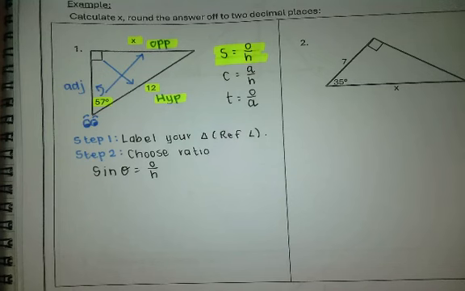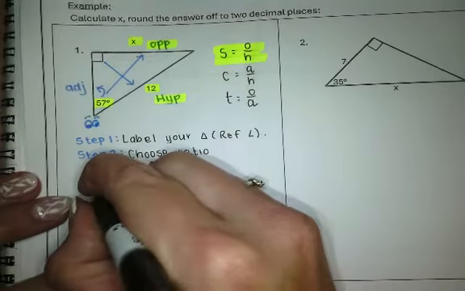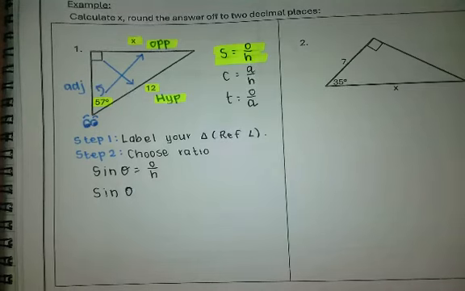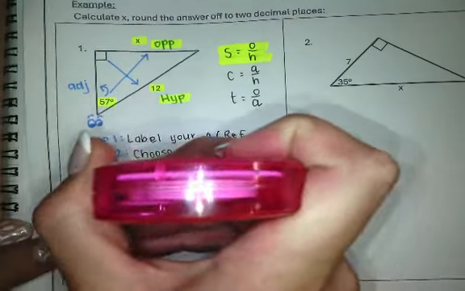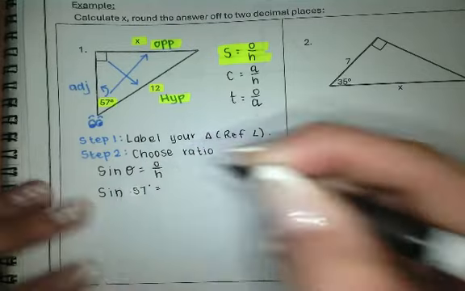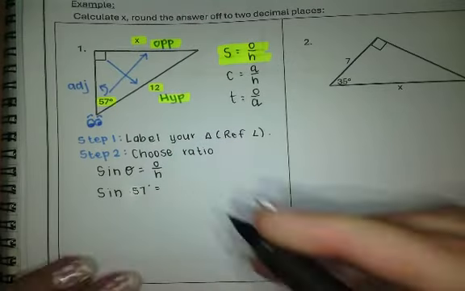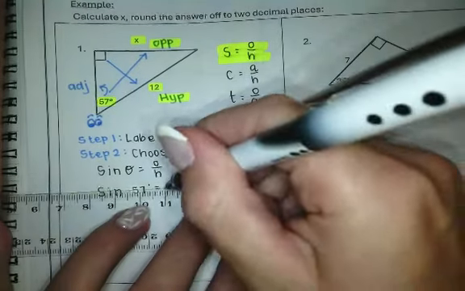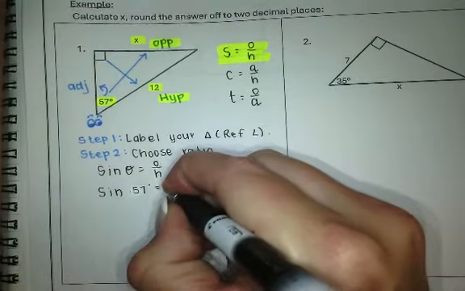Theta is your reference angle. Do I have the size of theta? Yes. What is it? 57. So I'm going to put 57 in at theta, and then I want to write theta again, so we're going to put 57 in here. What is the length of my opposite side? X. And what is the length of my hypotenuse? 12.